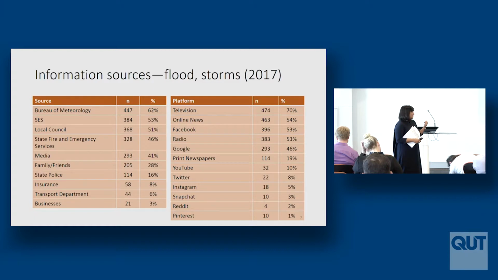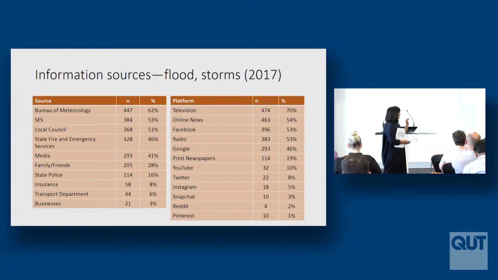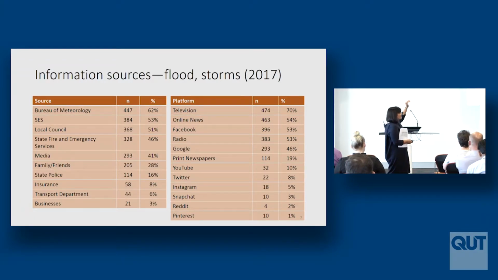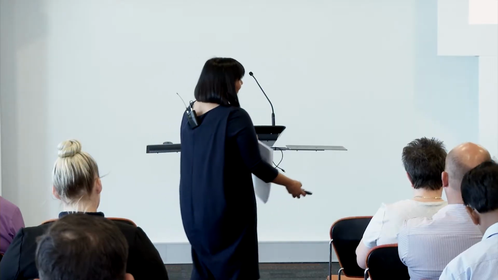When we presented this last week, Ian McKenzie was at a workshop with AFAC, looking at creating a national framework for flood warnings, and he did mention that family and friends tended to move up a little bit during an event as an important information source. So something to keep in mind.